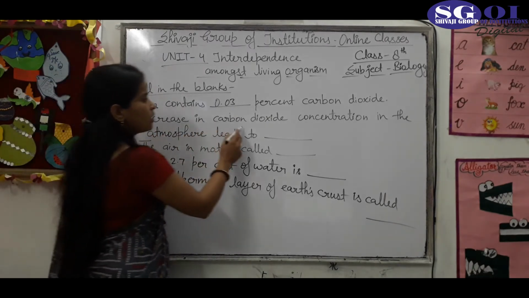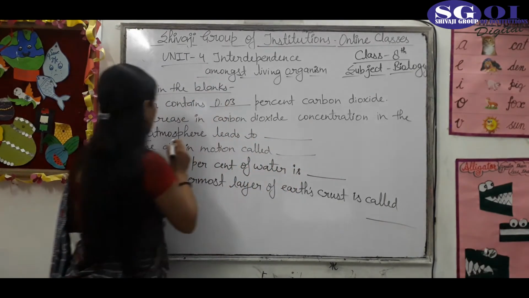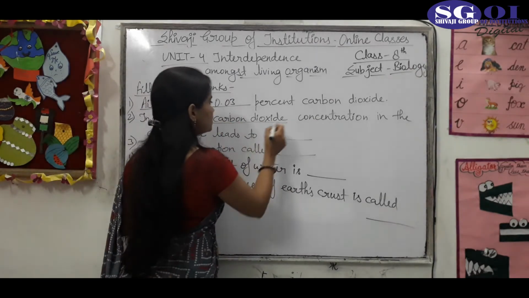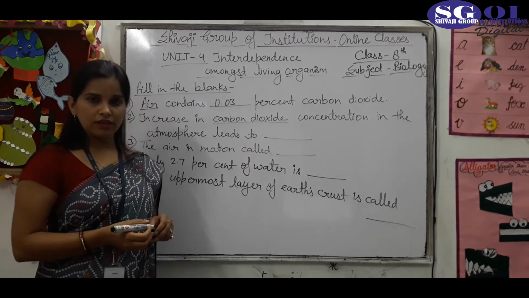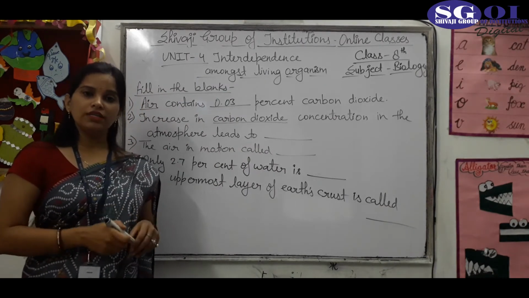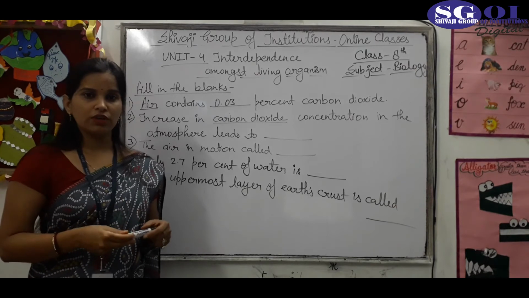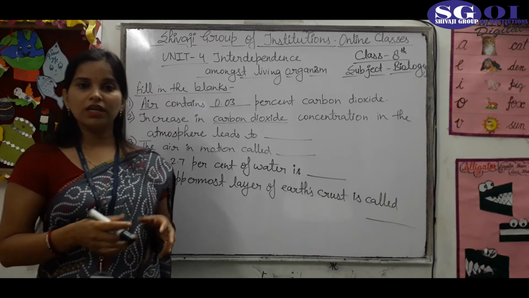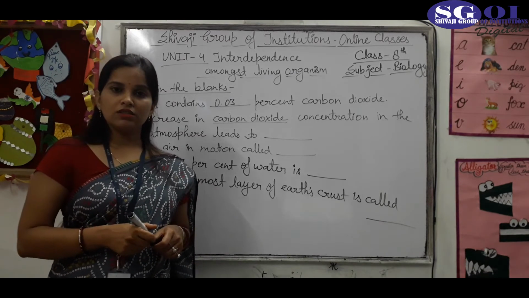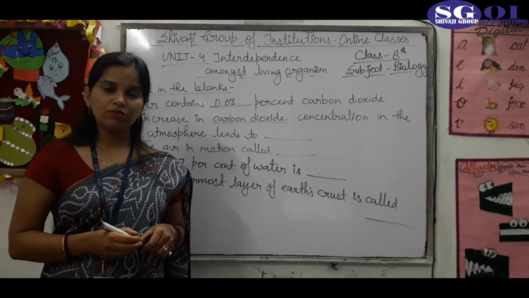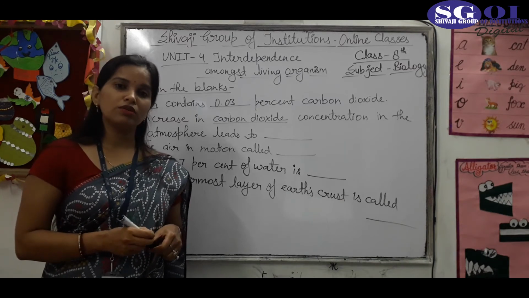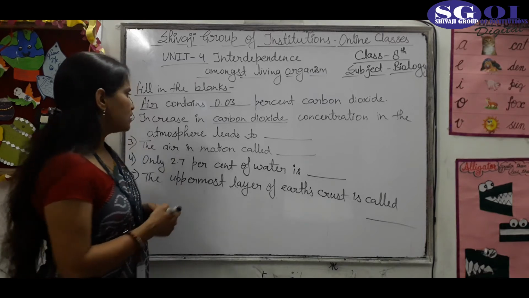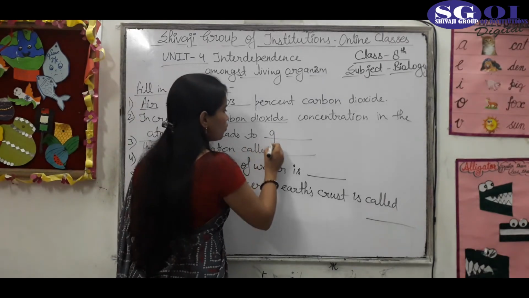Next, increase in carbon dioxide concentration in the atmosphere leads to. Actually, when this carbon dioxide increases in the atmosphere, the heat is also increased in the atmosphere, because the molecules of the carbon dioxide absorb the heat. So when the concentration of this gas is increased in the atmosphere, the temperature also rises, and that leads to global warming.